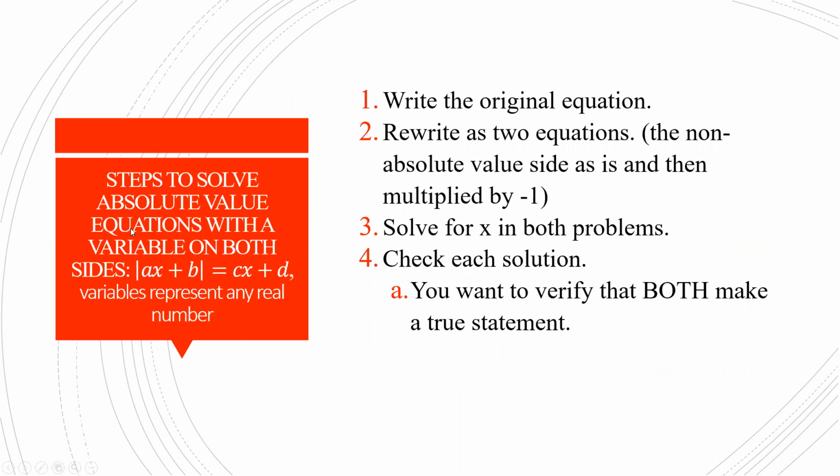Steps to solve absolute value equations with a variable on both sides. This is why you get extraneous solutions, that variable on both sides. You have a variable within the absolute value bars and a variable outside the absolute value bars. We're going to write the original equation, making sure that the absolute value is by itself. You want it in this format: absolute value equals blah, blah, blah. Rewrite as two equations, the non-absolute value side as is, and then multiplied by negative one. You're going to solve for x in both problems, check each solution, and verify that both make a true statement.